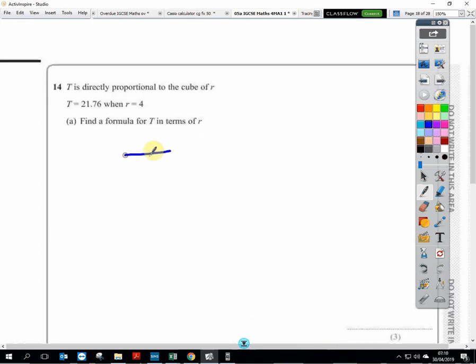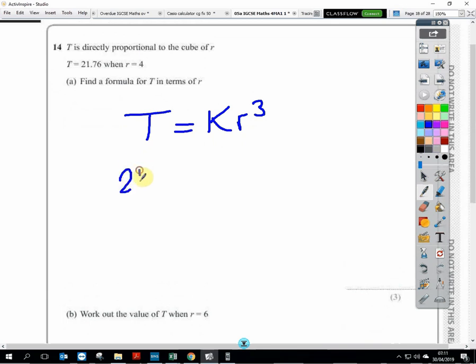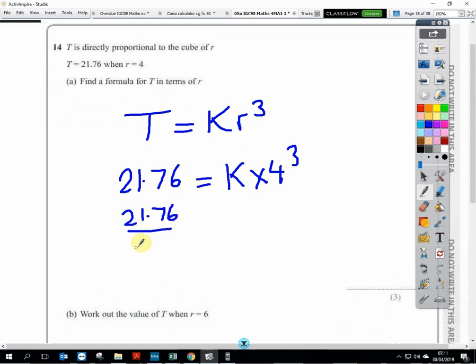Next question, t is directly proportional to the cube of r. So t is directly proportional to the cube of r. T equals k r cubed. 21.76 is equal to k times 4 cubed. Find out k. You want to know what k is? Divide 21.76 by 4 cubed, and that will work out k. K turns out to be 0.34.